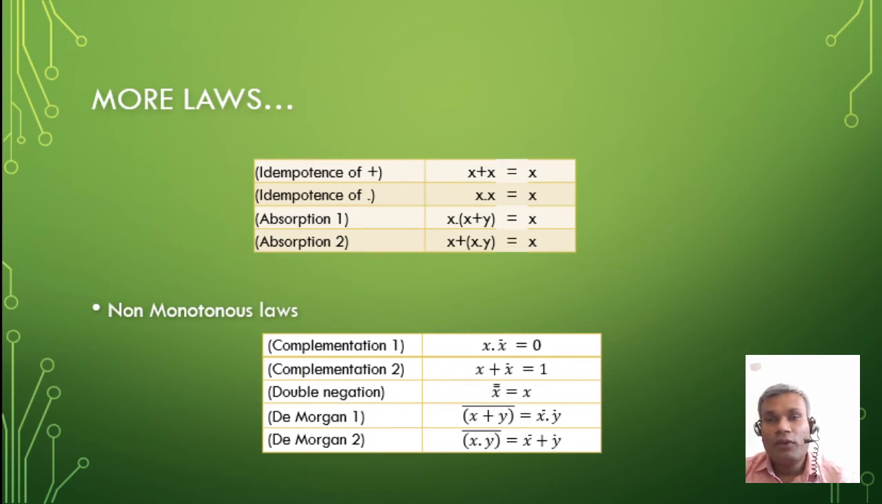You have the absorption laws and you have the complements. And there are two very important laws at the bottom. They are called De Morgan's law. These are very important when you want to expand certain expressions. You can say x plus y and the whole thing inverted, or the whole thing bar, is equal to x bar dot y bar. Similarly, x dot y whole thing bar is equal to x bar plus y bar. So that is De Morgan's law. That is again a very important law.